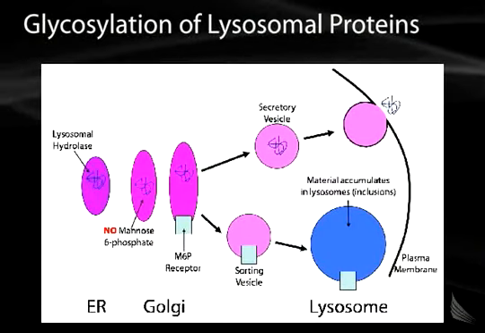Here's a schematic of what happens in this disease. You can see that the lysosomal hydrolases don't have a mannose-6-phosphate group, and so they're not recognized by the mannose-6-phosphate receptor. So instead of being sorted into vesicles which will carry them to the lysosome, they're sorted into vesicles which fuse with the plasma membrane and cause these hydrolases to be secreted into the extracellular fluid. As a consequence of that, material accumulates in the lysosomes and forms inclusions in the cells.